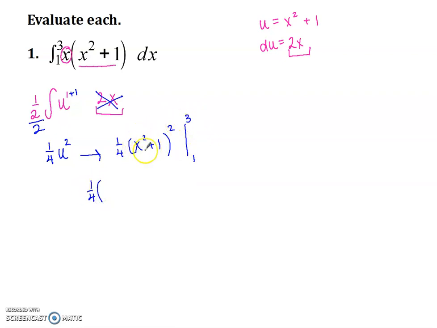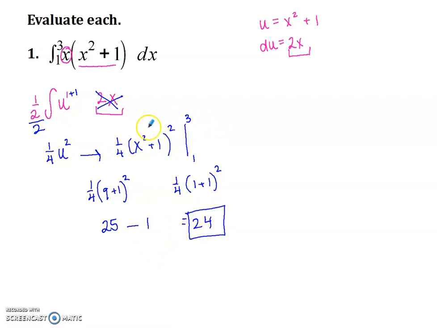So I'm going to have 1/4 times 3 squared is 9. Plus 1 squared. So that's going to give me 10. 10 squared is 100 times 1/4 is going to be 25. And then I'm going to subtract what I get when I plug in 1. So when I plug in 1, I'm going to have 1/4 times 1 squared is 1 plus 1 squared. So 1 plus 1 is 2. Squared is 4 times 1/4 is 1. So 25 minus 1 is going to give me 24.